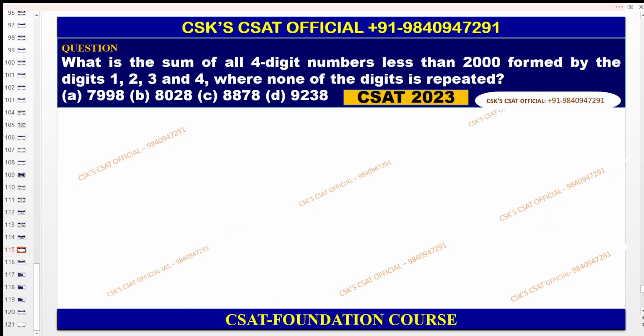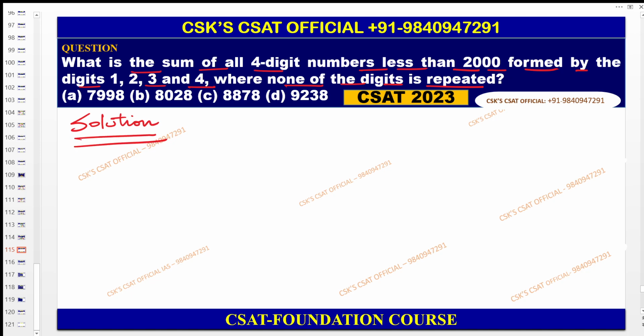Now, this question is also an important model. What is the sum of 4-digit numbers less than 2000 formed by the digits 1, 2, 3 and 4, where none of the digits is repeated? Solution.